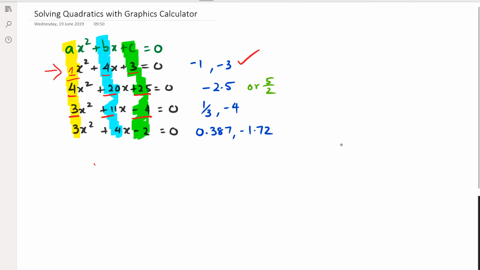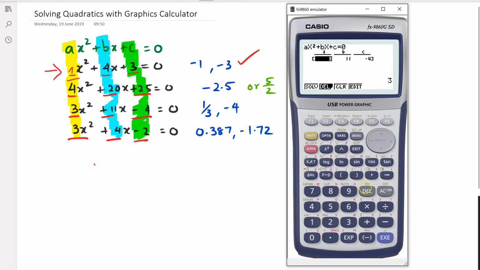The last question, we have A value of 3, B value of 4, and C value of -2. So if we were to do that, we've got 3, then we've got 4 as our B value, and C is -2. Put that all in, and when we press solve, you're going to get these two numbers. Now, unfortunately, in this case, there's not really a nice fraction to write it, so we're just going to leave it as a decimal right there. So in terms of our answers, we've got 0.387 and -1.72.